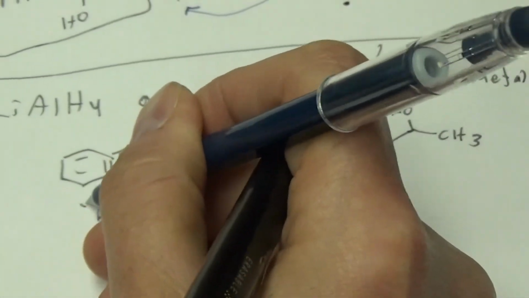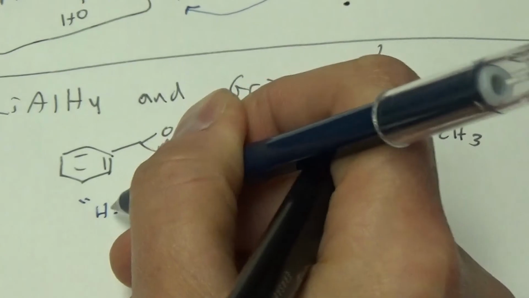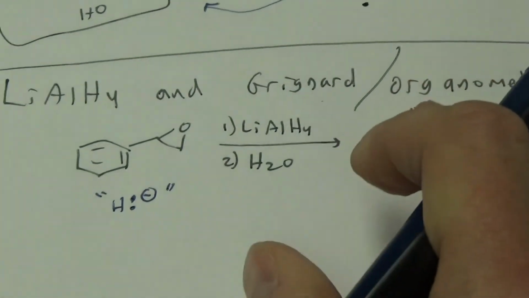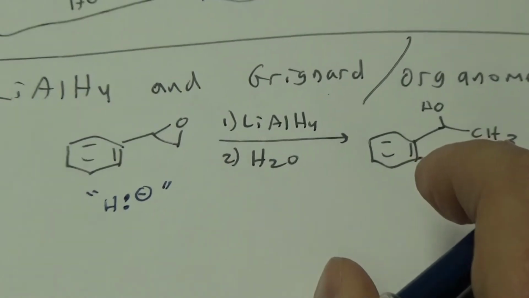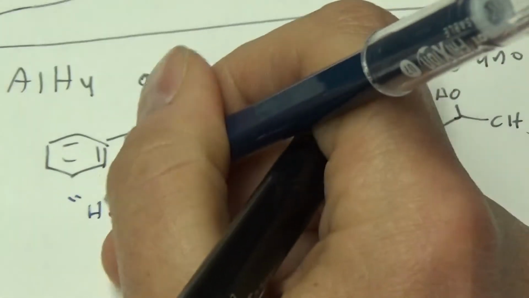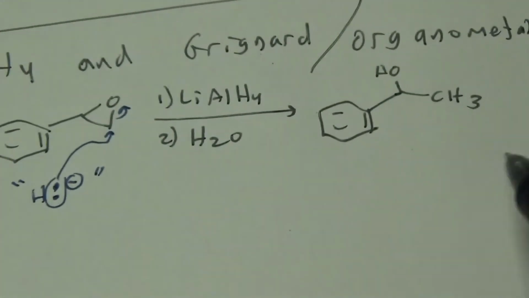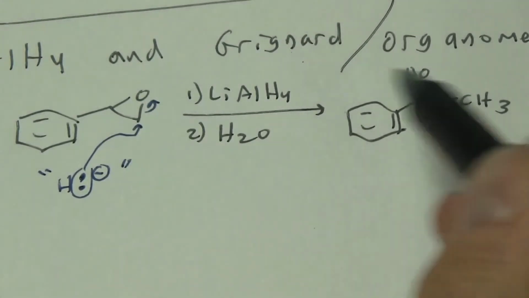How does it work? H minus, I just put it in quotes because that's how we do this. I like to say we have this thing equal to H dot minus, and it just attacks, right? Circle it, attack. Okay, so now we have our CH3, because it was CH2, now it's CH3.